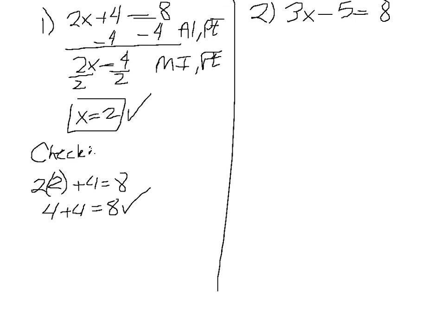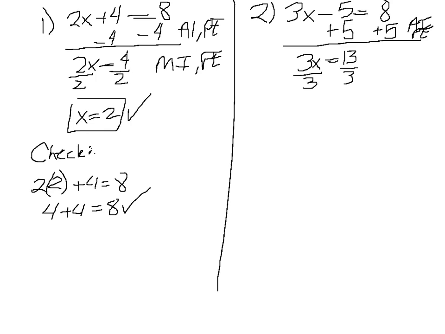Okay, problem number 2. First, we're going to add 5 to both sides because 5 is the additive inverse of -5. And that uses our additive inverse property and our property of equality. And we're going to get 3x equals 13. Now, using our multiplicative inverse property, we will divide by 3 or multiply by 1/3, same thing, and our property of equality to do it to both sides. And we're going to get that x equals 13/3.